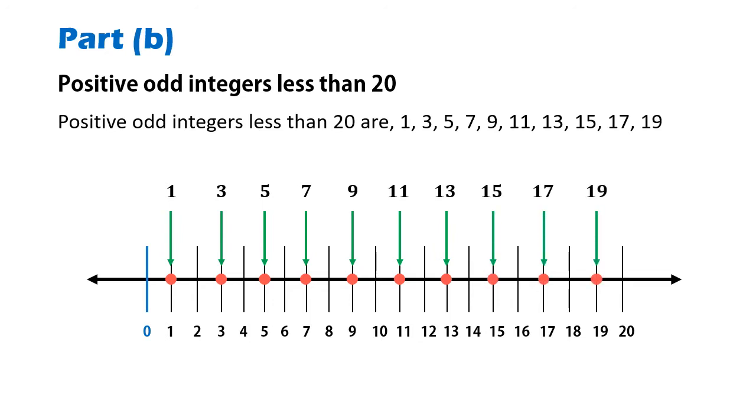Part B, positive odd integers less than 20 are 1, 3, 5, 7, 9, 11, 13, 15, 17, and 19, that are illustrated on the number line.